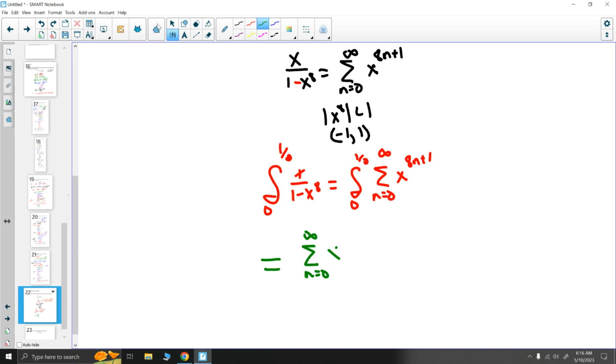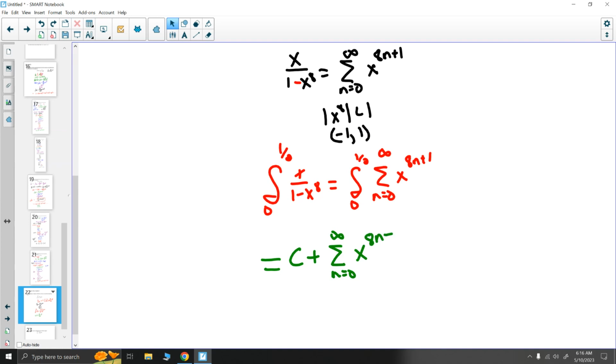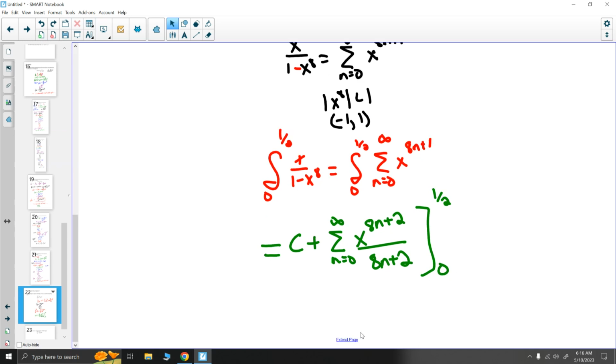first of all, we have a constant of integration, though it's a definite integral, so it doesn't actually matter, but it's still worth mentioning. C plus, because we're integrating, we shifted it actually to the left, but to account for it, we just write C. And we have our n equals 0 to infinity. This is going to be x to the 8n plus 1, which would be plus 2, divided by 8n plus 2. This is our thing. And we're taking this from 1/2 to 0 by the fundamental theorem of calculus.